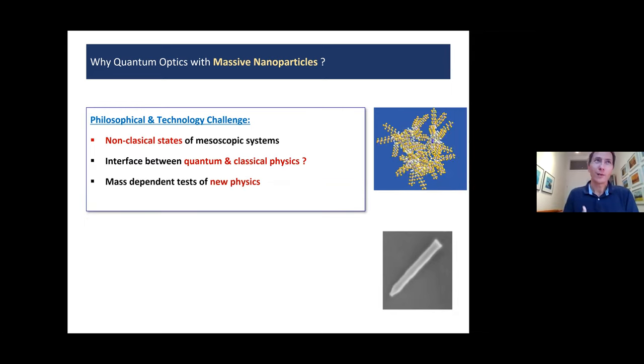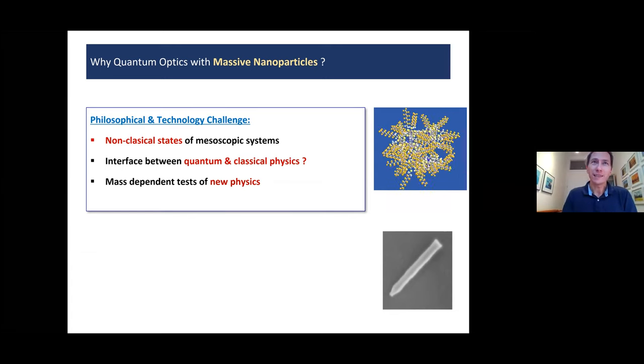So there's a philosophical challenge, if you wish. It's not non-classical, but non-classical states. So the question is whether you can prepare non-classical states of mesoscopic systems where everything becomes complex, to look at the interface between quantum physics and classical physics, which still has many interpretational open issues. Is there a wave function collapse? Is everything only decoherence? Are there many worlds? Can we test anything like that in experiments?